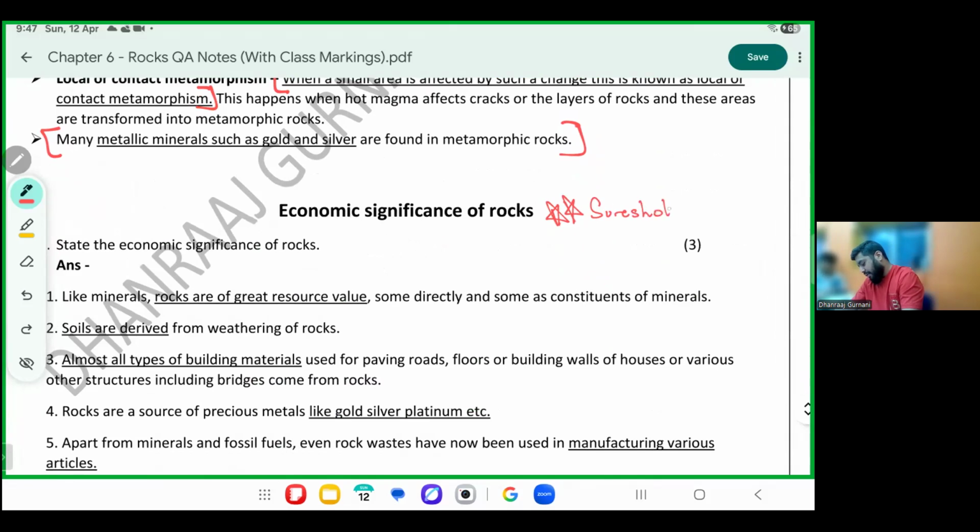Short. Please mark economic. The source may be a rock. Initial source would be a rock. Where will it come from? It will come from the earth. The earth is the rock.